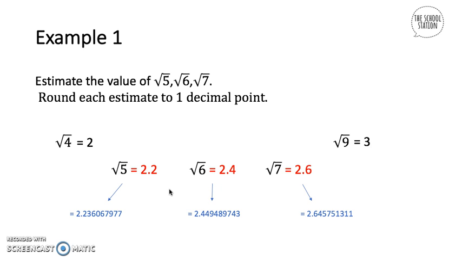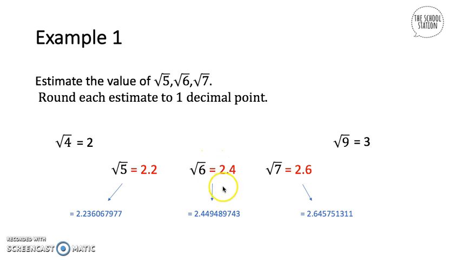So square root of 5 is actually 2.236067977, and as you guys can see, if we round this to one decimal point, it would be 2.2. Again, if you did get 2.1, you would still probably get a mark for it because there is a range of numbers you can estimate.